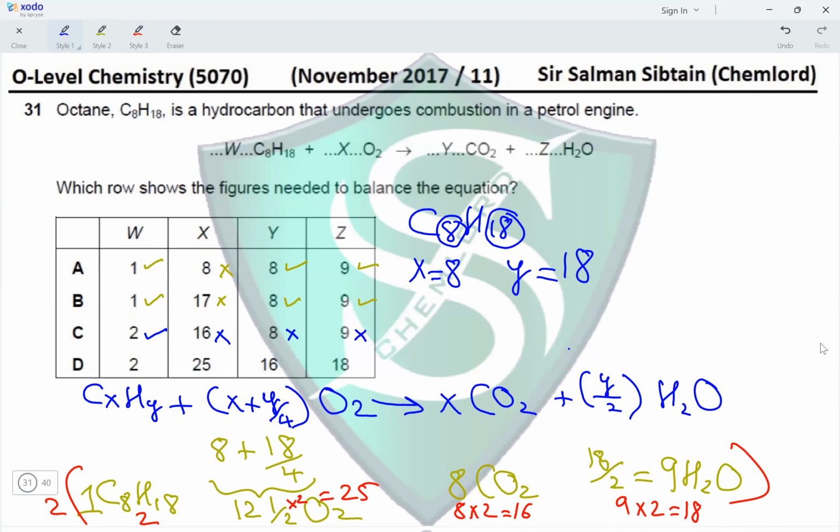So we are left with option D, which is supposed to be correct, but we will verify the values. 2 moles of C8H18, 25 moles of oxygen, 16 moles of carbon dioxide, and 18 moles of water. So all the values have been verified, making option D the correct option for this question.